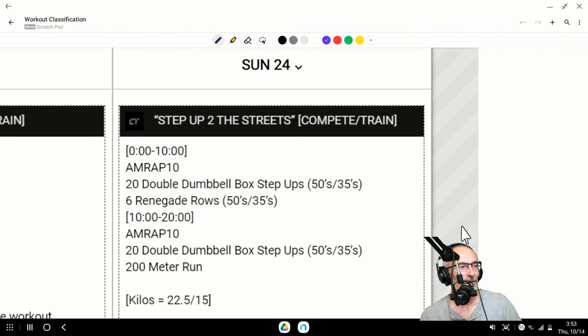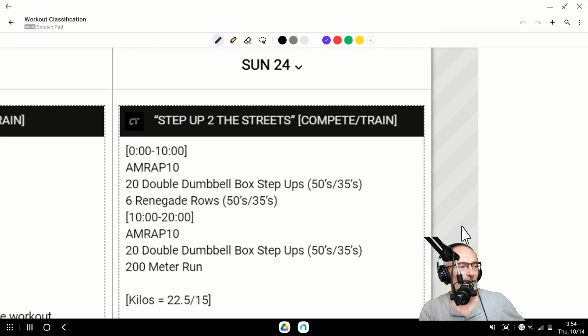So in the first part, we've got a lot of legs and arms working. 10 minutes, as many rounds as possible. So this is a time priority. Everyone's going to work for 10 minutes. So you just do the best you can. It does take us into threshold. And then the second 10 minutes, there's no break, so you go right into that. All told, there's just a lot of double dumbbell box step-ups on there.